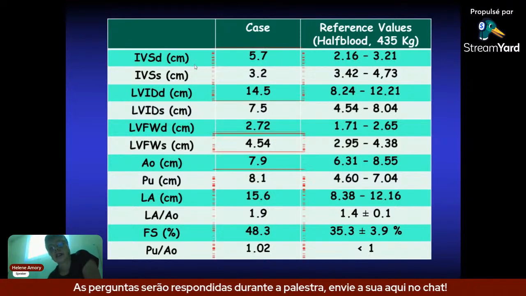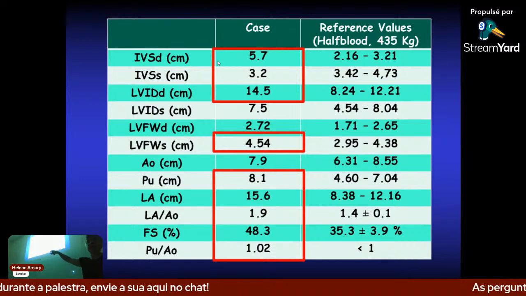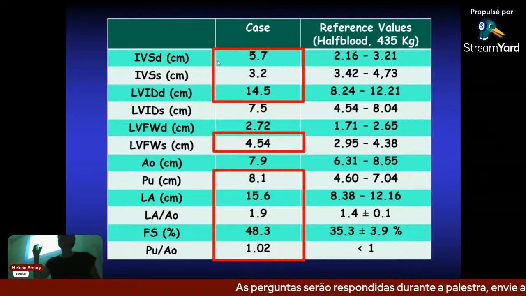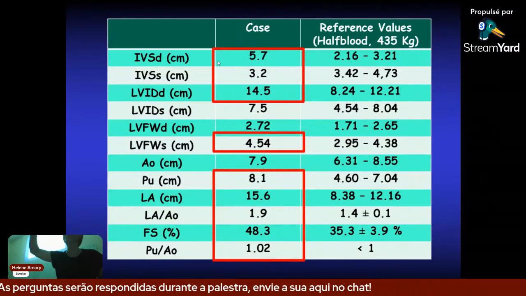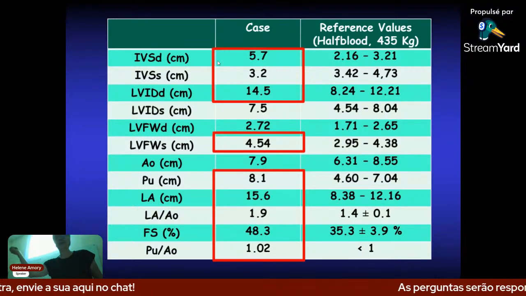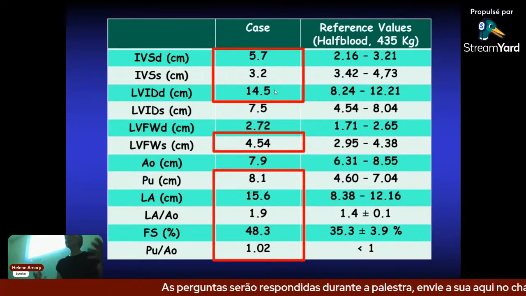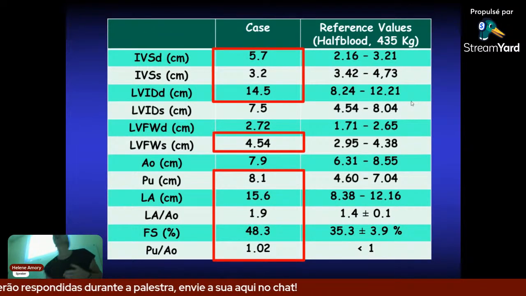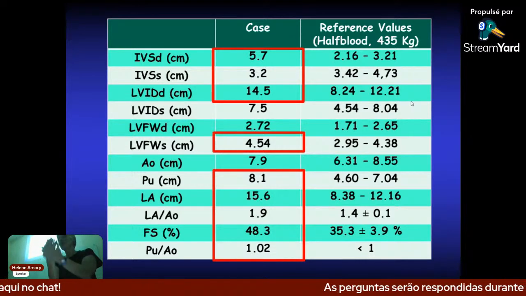And what you see here in this horse, all the measurements in red are out of the limits. It means the interventricular septum: during systole the thickness is increased, and during diastole it's decreased as compared to the normal value. The left ventricular internal diameter is very, very wide, 14 centimeters. For a horse of this body weight, the maximum would be 12 centimeters. Thus, it's dilated. We saw it subjectively, but now we can measure it.